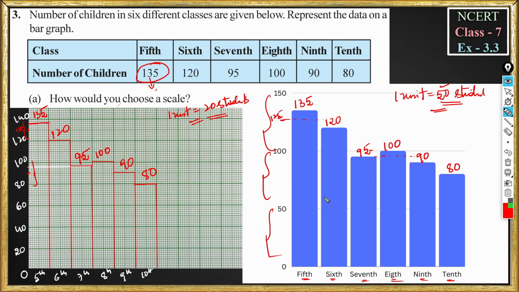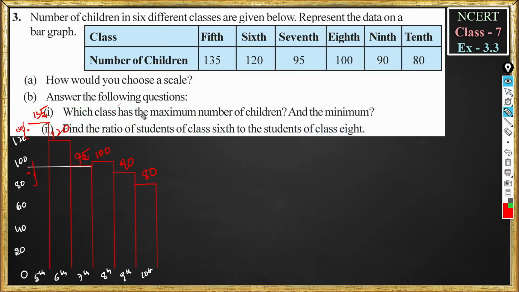Now we'll see the next part of the same question. So part A of this question, how would you choose a scale? Scale is the quantity you take per unit. So in this case, we have taken 1 unit as 20 students. So this is the scale. How have we decided this is 20? Because the highest quantity is 135. So if you round it, this would be 140, right?